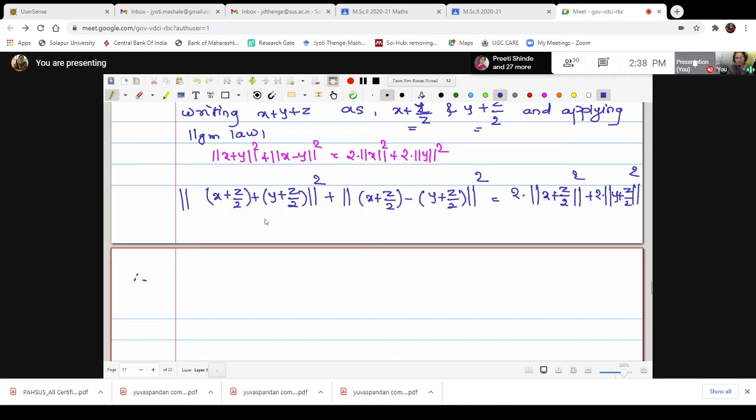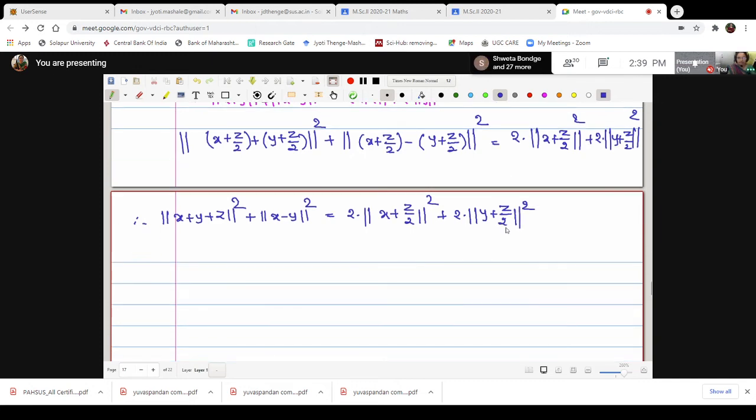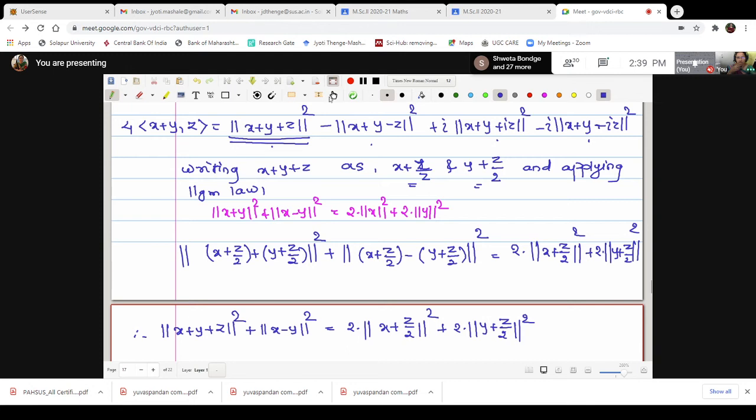What the statement says: this bracket is nothing but norm square of x plus y plus z. Here plus z by 2 minus z by 2 will cancel. This is norm square of x minus y. On the right it will be as it is, 2 times norm square of x plus z by 2 plus 2 times norm square of y plus z by 2. Okay, this is how we have found the first term.